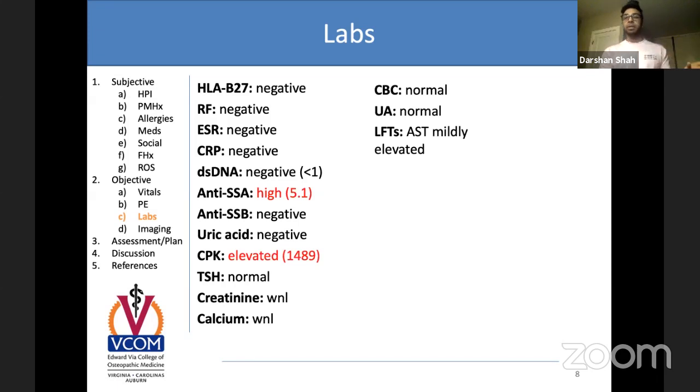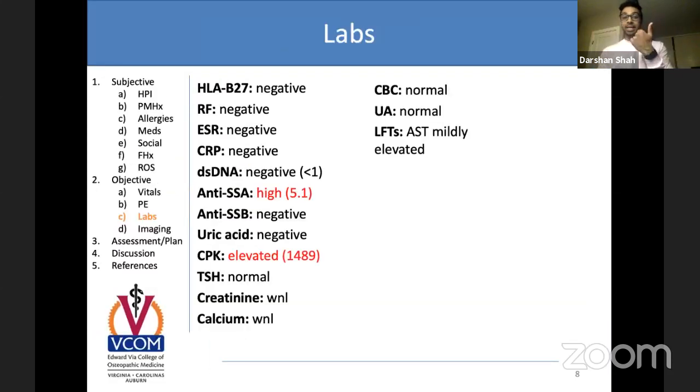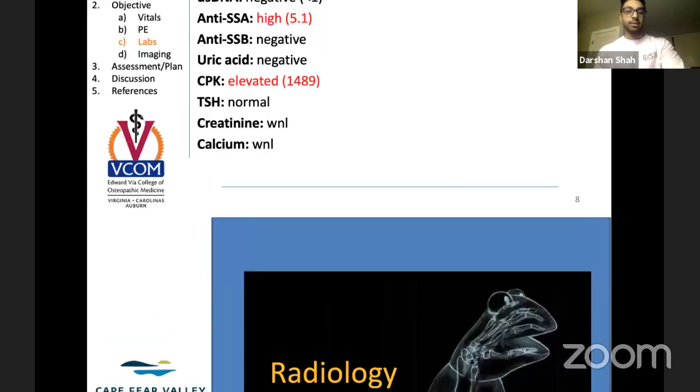LFTs, AST was mildly elevated, which we'll probably see with the alcohol picture. If you remember from our last case, we had an AST and an ALT. In alcoholics, the AST is usually twice as high as the ALT. And that's because of vitamin B6, and one needs it, one doesn't. So that's the reason why. So back here we saw, okay, anti-SSA, that's for Sjogren's, and then with CPK, that could be a lot of things. So we'll go into that.